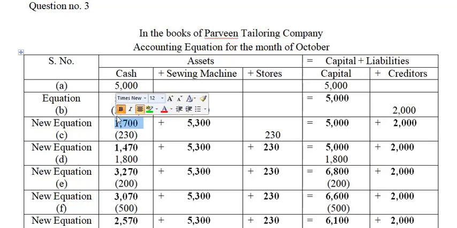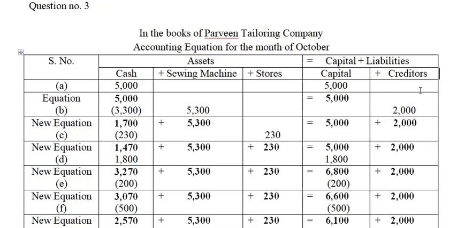If you subtract this, it will be 1,700. So 5,000 minus 3,300 will be 1,700. And you will write plus out here, because this is your new equation. So make sure that in the equation you always write the signs, that is plus, equals to. Just write these signs properly. 1,700 for cash, that is the remaining balance in the new equation, and for sewing machine it will be 5,300. Capital will be the same, that is 5,000, and creditors is now 2,000.